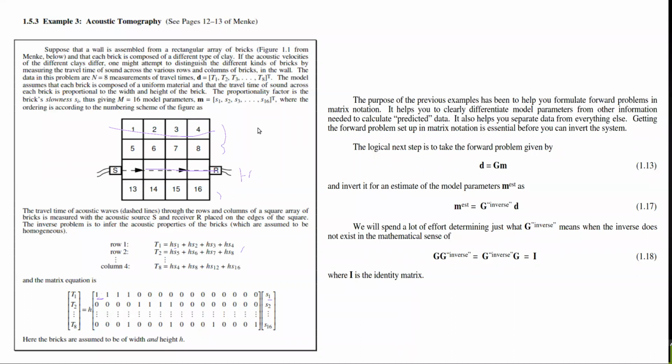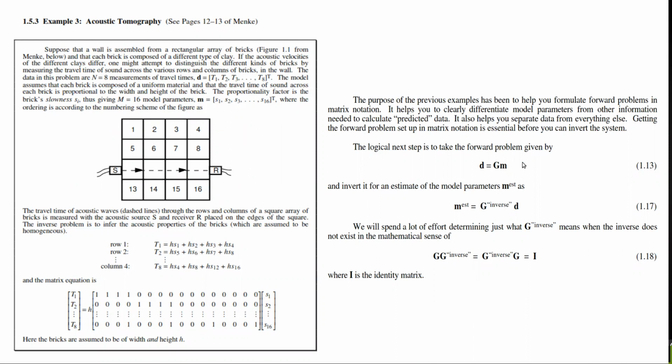In this case, the model parameters are 16, okay? And each data is given by some linear combination of these 16 model parameters, some of which are 0, as we can see here. So this is how we define this forward problem.